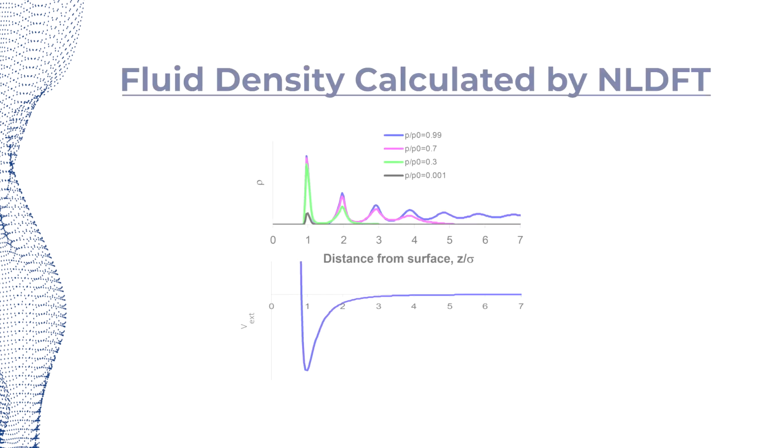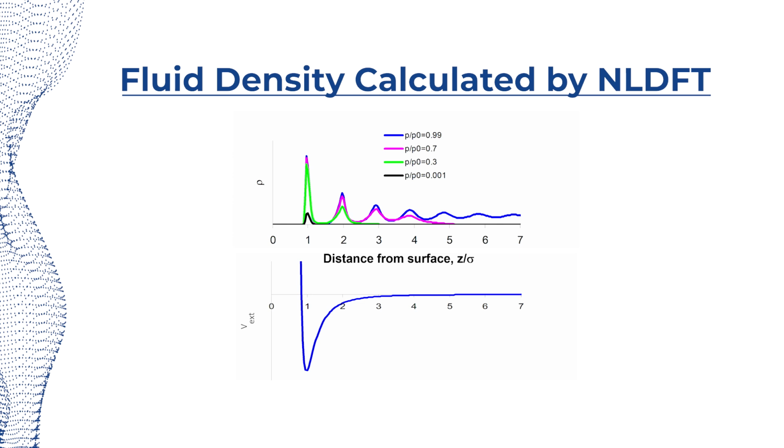Here is an example of modeling of the fluid density calculated for argon at 87 Kelvin on graphite. The bottom graph shows the gas to solid external potential of argon interacting with graphite. The distance from the surface is expressed in the molecular unit z over sigma, where sigma is the diameter of the atom of the gas. It has the minimum at 1 molecular unit away from the surface, which means the gas atom favorably adsorbs and sits on the surface of the solid.